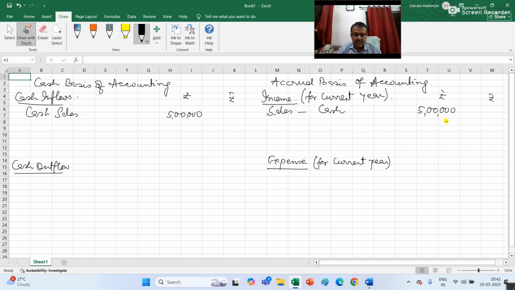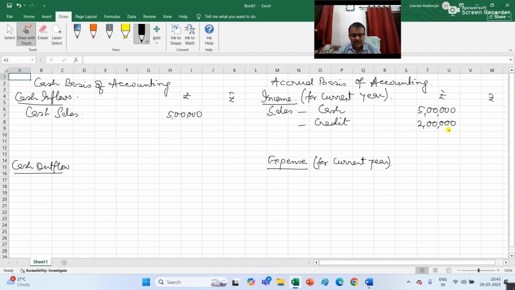The next item is credit sales. So your journal entry is debtor account debit to sales. It's not a cash transaction, but this is related to the current year. So this will get reflected in your PL account, and I am writing here as sales that has been made on credit, and the amount is for rupees 2 lakh.